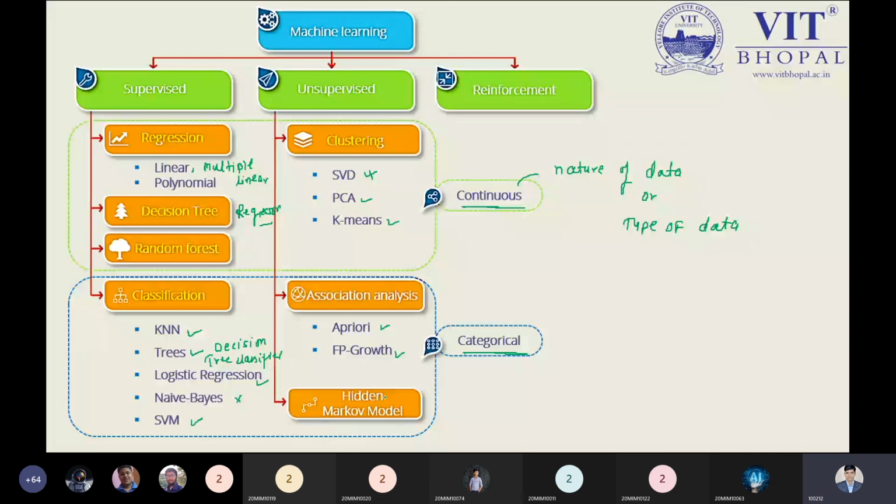And next we have the hidden Markov model. So the hidden Markov model is applicable while learning reinforcement learning. But in this case we will see categorical data only. So when we have categorical data, then we have this kind of algorithm. When we have continuous data, we have this kind of algorithm in supervised and unsupervised learning respectively. But if we're talking about reinforcement learning, as I just told you, this is represented by semi-supervised learning.